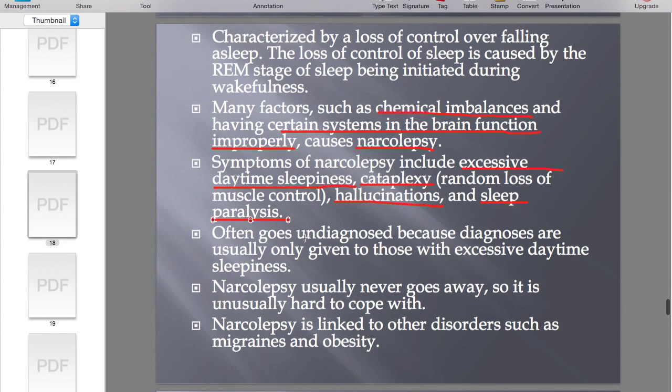However, narcolepsy often goes undiagnosed. A lot of cases in the U.S. just aren't diagnosed or properly treated, because doctors usually only diagnose it in those who have symptoms of excessive daytime sleepiness. But there are other side effects that tell you that it's narcolepsy, you just aren't treated properly. And narcolepsy usually lasts your entire life, so it's hard to cope with, especially if you don't get that treatment. It can really disrupt your life. And narcolepsy also has links to other disorders such as migraines and obesity. Again, tying into how hard it is to cope with.